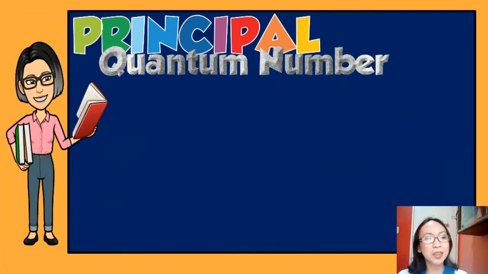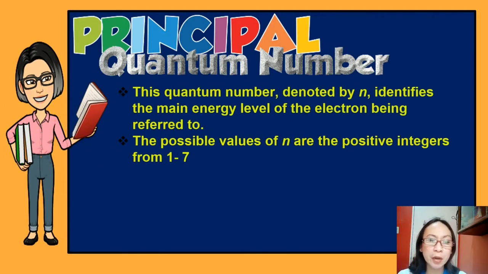So let's start with the principal quantum number. The principal quantum number is denoted by the symbol small letter n, and it identifies the main energy level of the electron being referred to. So we have to look at the main energy level. The possible values of n are positive integers from 1 to 7. We cannot have a value of 0 for our principal quantum number.